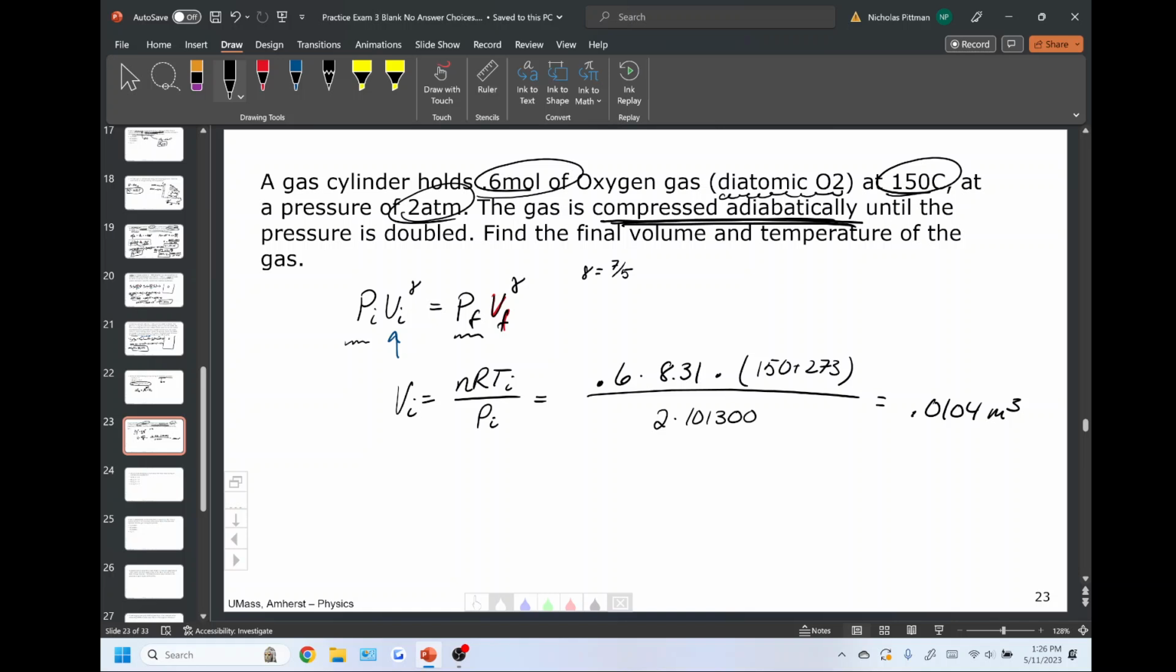So now I can plug everything into this equation. I'm looking after that red variable VF, so let's just see if I can get it. All right, P initial is 2 atmospheres. V initial is raised to the 7/5 power. P final, I'm going to move it over to the left-hand side. It's double the initial pressure, so 4 atmospheres. Okay, and this equals V final to the gamma.